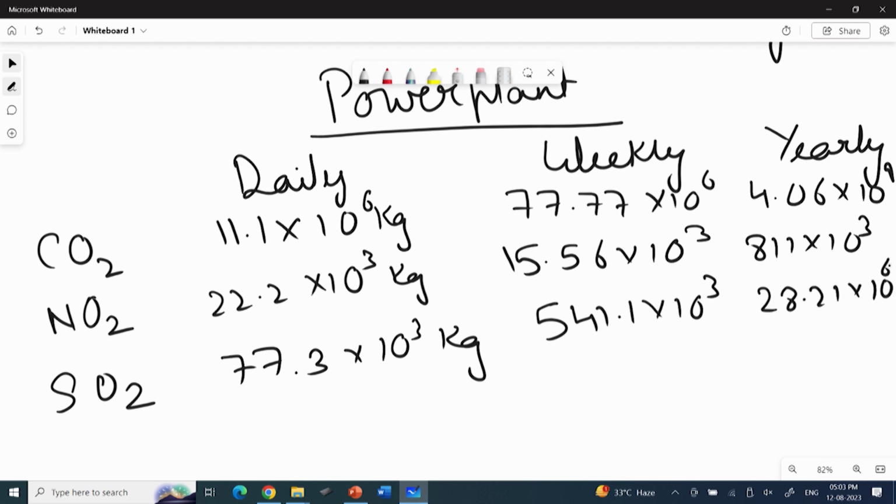So, you can see the most amount of gas released from a power plant would of course be CO2, because that is what forms a majority of the coal as well, but we also have significant NO2 and SO2 emissions that are happening. So, this was just to give you an understanding of the quantum of the different harmful gases that are released by a typical power plant.